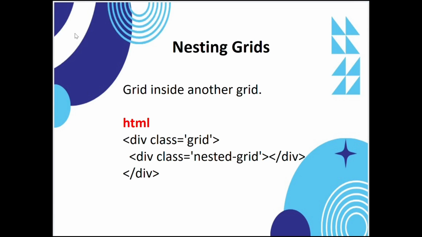Here we have taken one div tag. In that, we have taken the class grid. In that, we have taken another div with the class nested grid. Now we have to style those, taking the outer grid and then the nested grid.